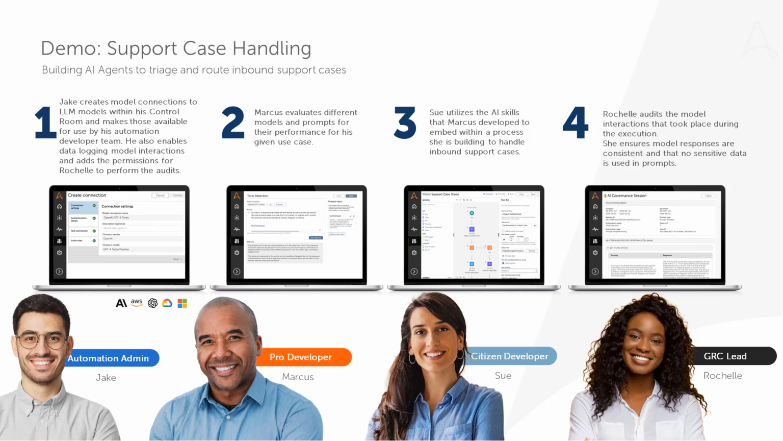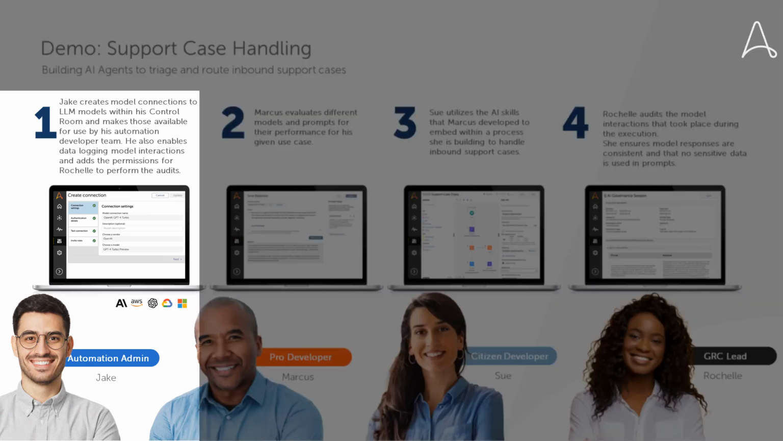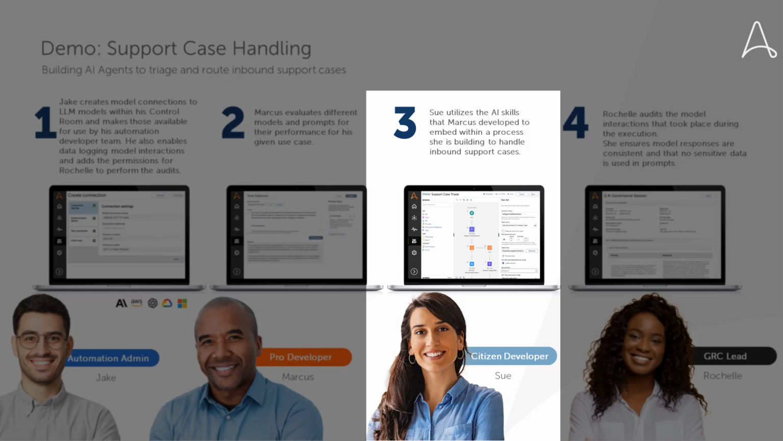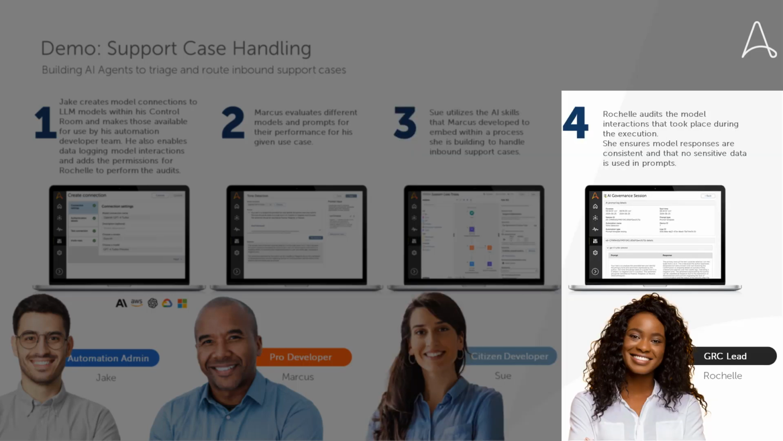Let's look at how one customer builds a support case handling process using AI Agent Studio. We'll start with Jake, our automation admin, who is going to create model connections from generative AI models that have been approved for use within his organization. He'll share those model connections with Marcus, our pro developer, who has been working on an AI skill that allows this particular solution to take the sentiment of an inbound support case and score it. Once he is happy with the results of that prompt and that model, he'll share that AI skill with Sue, our citizen developer, who can add that AI skill to an AI agent she has been working on within a service operations process. And lastly, Rochelle, our GRC lead, will be able to get deep insights as she audits the model interactions that took place during the execution.